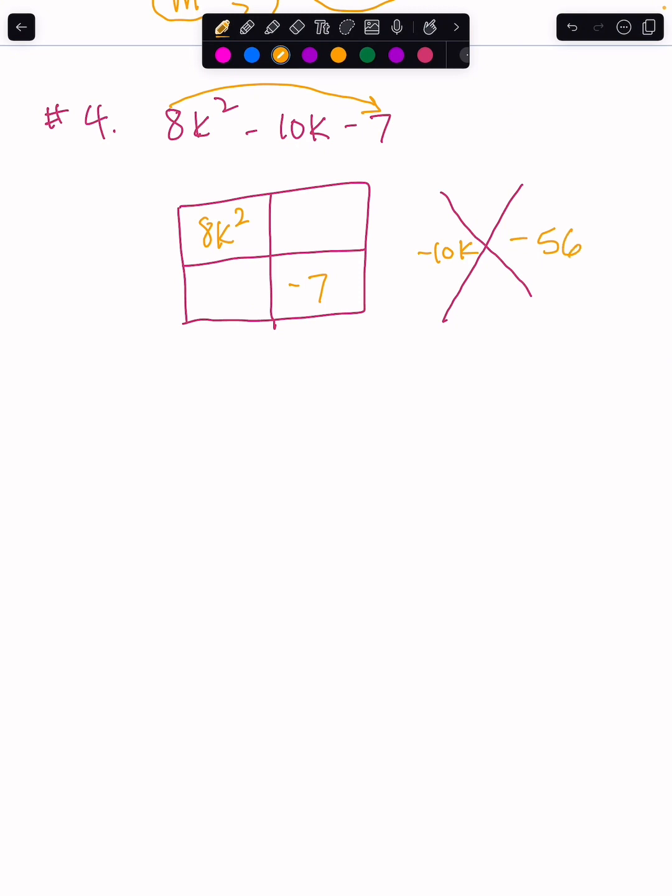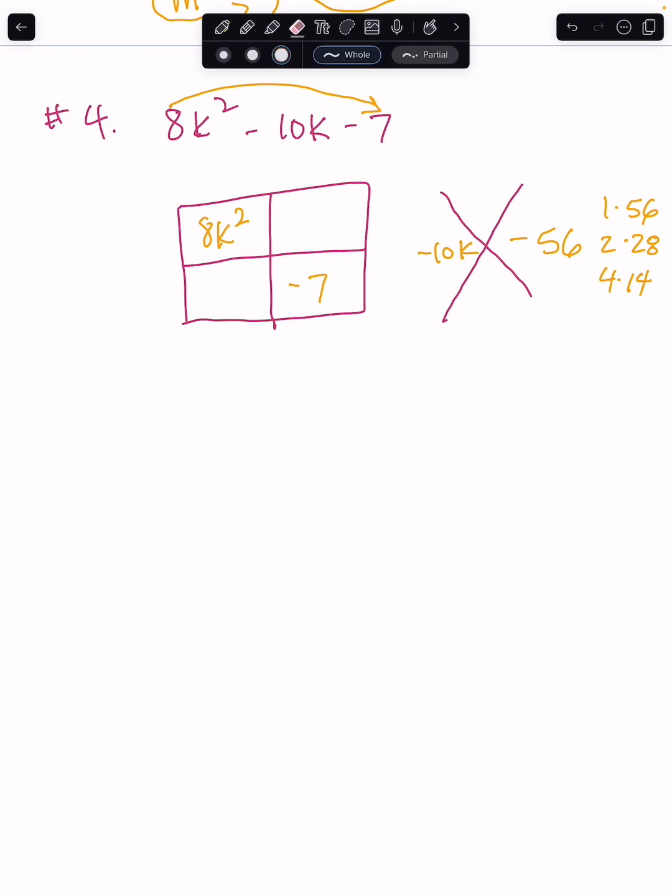What can give me 10? So 1 times 56, 2 times 28, 4 times 14. Okay? And then I've got to figure out which of these can give me a 10.